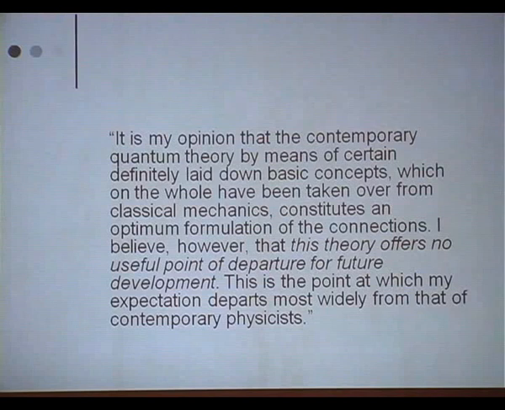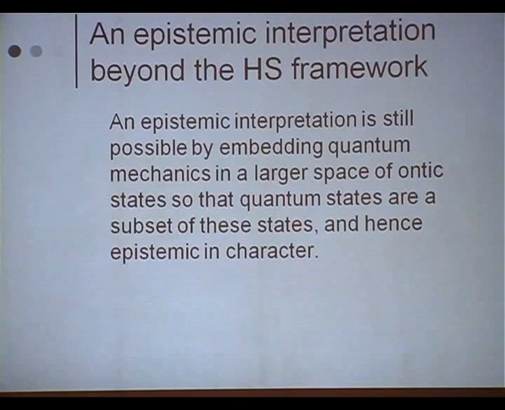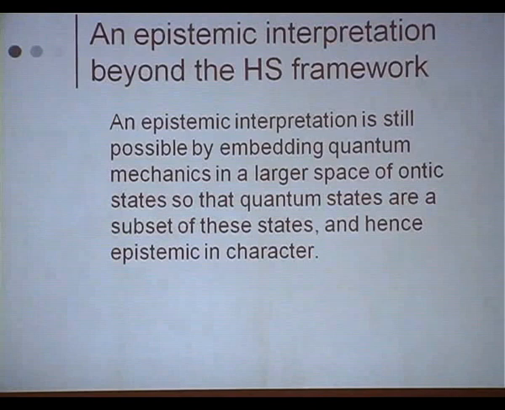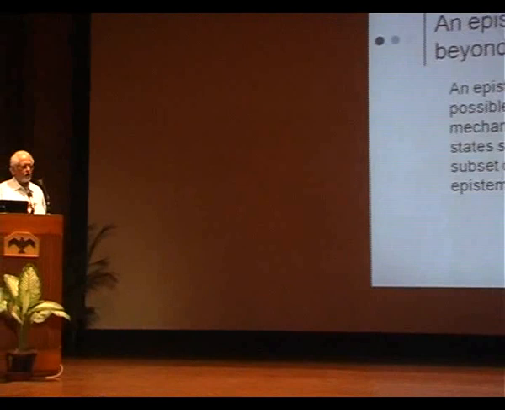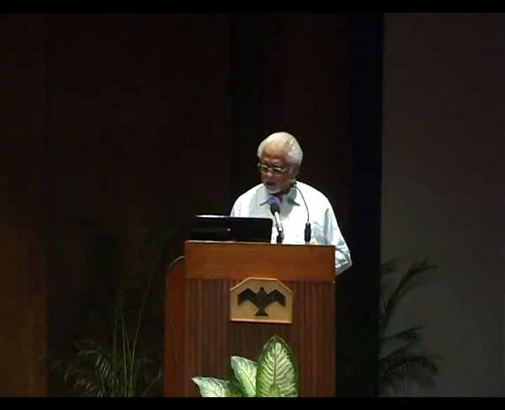So the question is now, can we somehow get back the epistemic interpretation, the kind of interpretation that Einstein had in mind, which is an incomplete description, but which does not have the problem of the kind of epistemic states that we talked about? The answer is yes, you can have it, but I will not go into it.